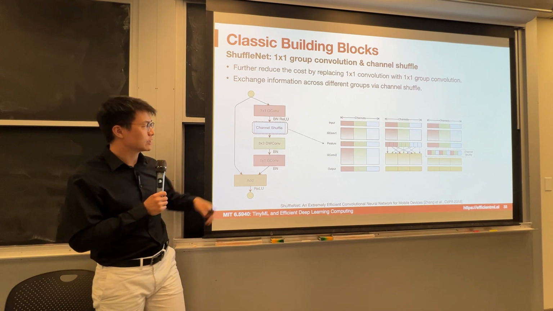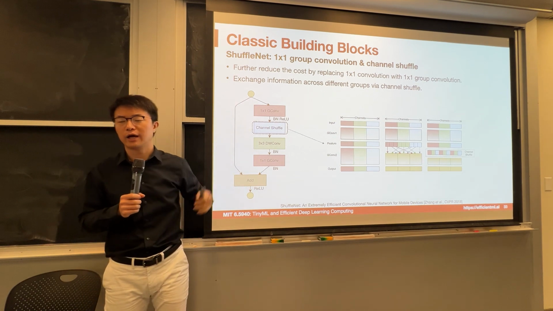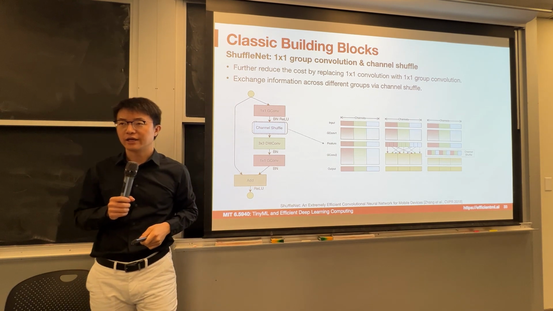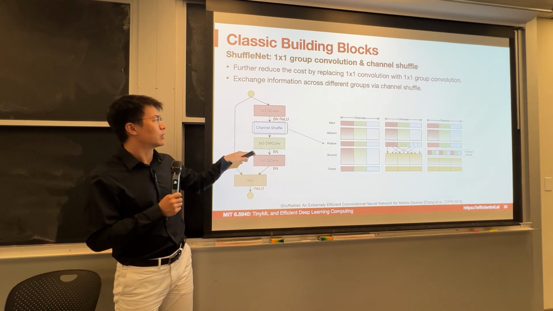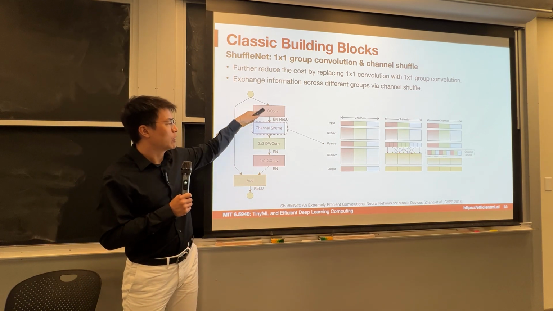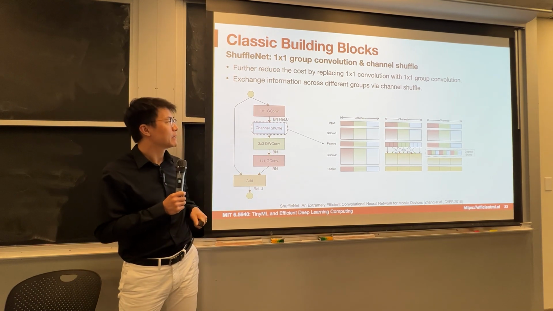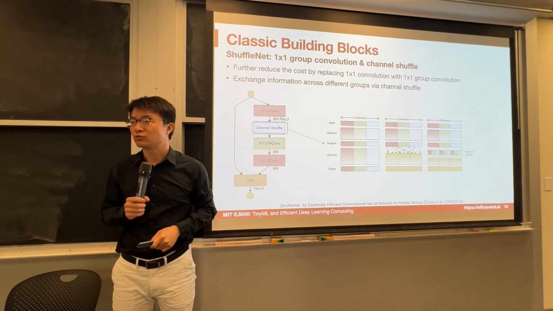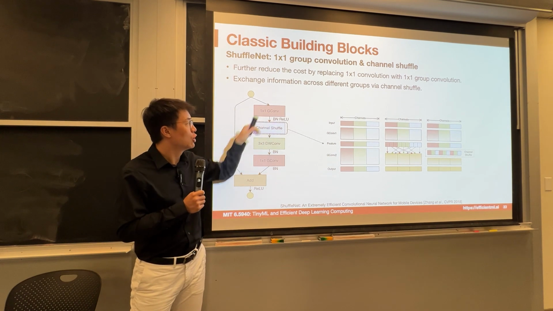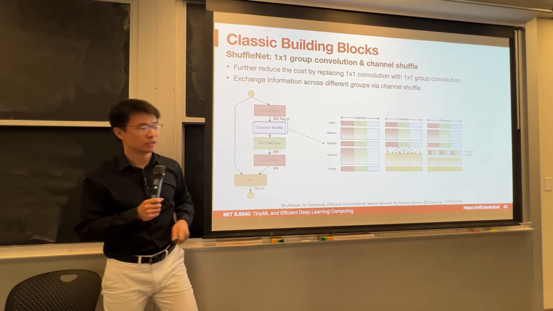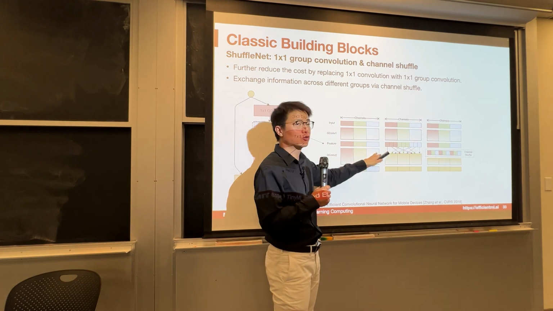What ShuffleNet is doing is basically very similar to ResNet and also MobileNet. They have a 1x1 conv in the beginning and a 1x1 conv in the end. This is actually very similar to ResNeXt, where they're using group convolution. Like here, you have 3 groups.